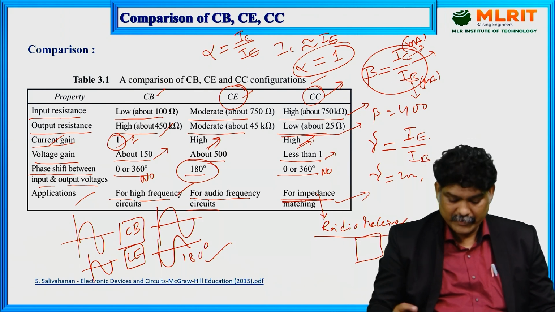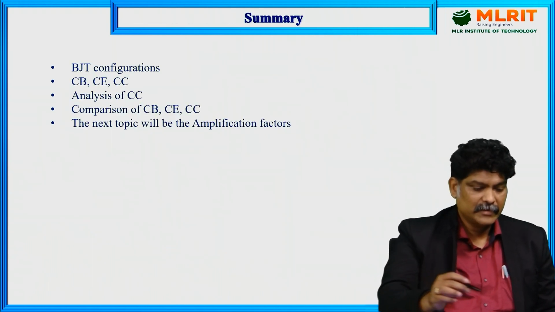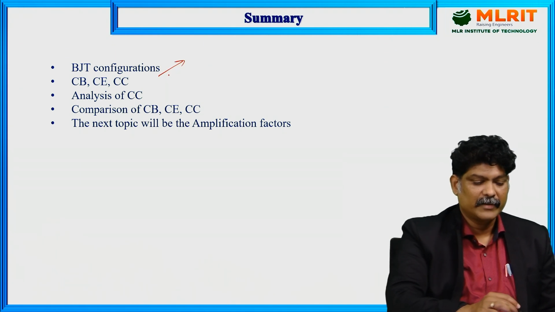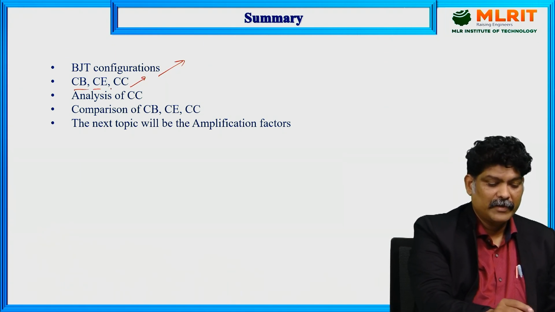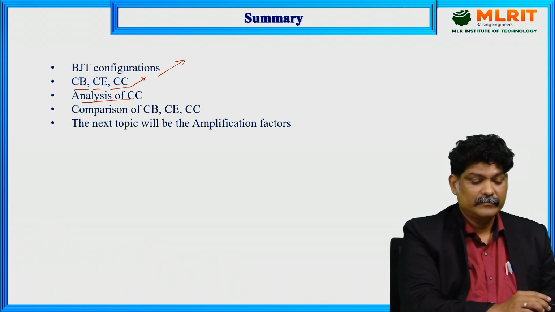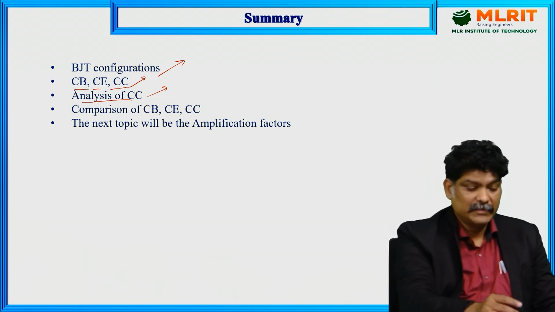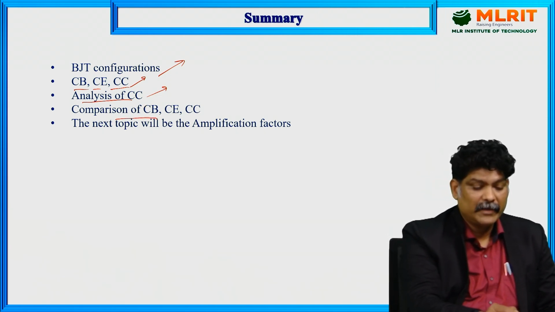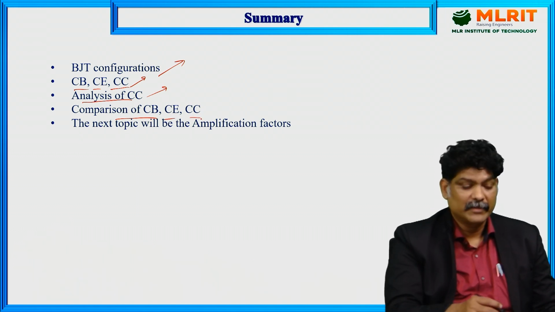So that's all for today. Let us conclude today's session. Today we have discussed BJT configurations: common base, common emitter and common collector. We have mainly focused on analysis of CC and its parameters, input and output characteristics, and then we compared CB, CE and CC for different parameters.